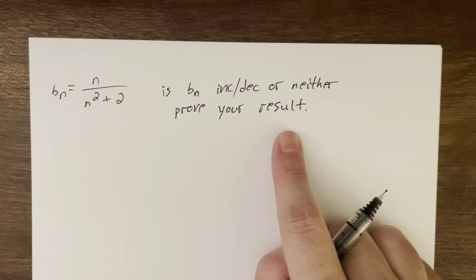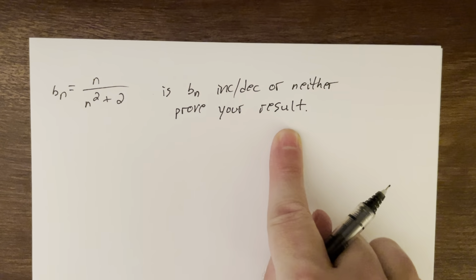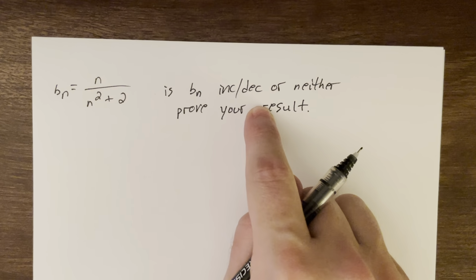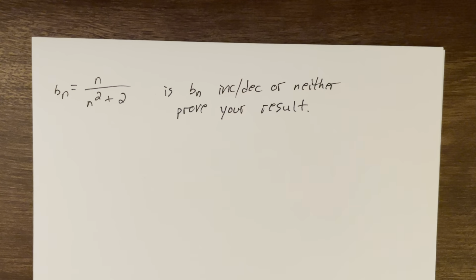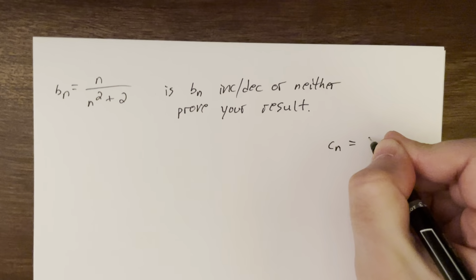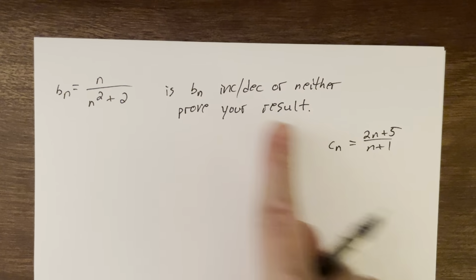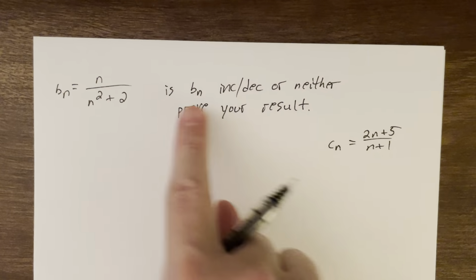Well, how are we going to make this decision? Well, let's look at a few terms, right? How do we know increasing or decreasing? The previous one I just told you was decreasing, but let's take a look. Let's see what's happening inside of this problem. We'll also do this again with c sub n, and we'll do 2n plus 5 over n plus 1. And we'll ask, is c sub n increasing or decreasing? So let's plug in some values and let's see.